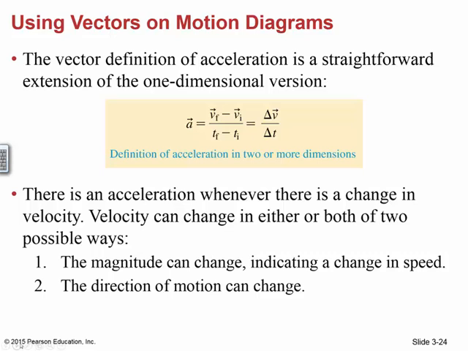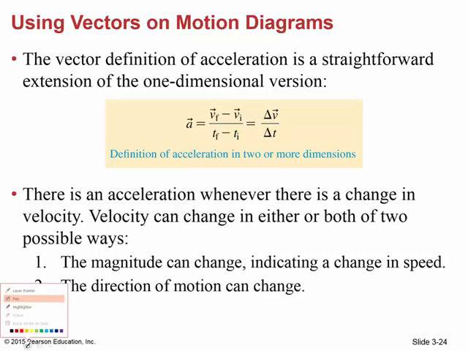Now, when we're looking at acceleration, it's the same calculation as it was in Chapter 2, except now we're looking at it as a vector quantity, which it is. I already told you it was. Now, one thing about acceleration: velocity can change in either one of two possible ways. The magnitude can change, indicating a change in speed, or the direction of the motion can change. So you can speed up or slow down, or you can change direction.